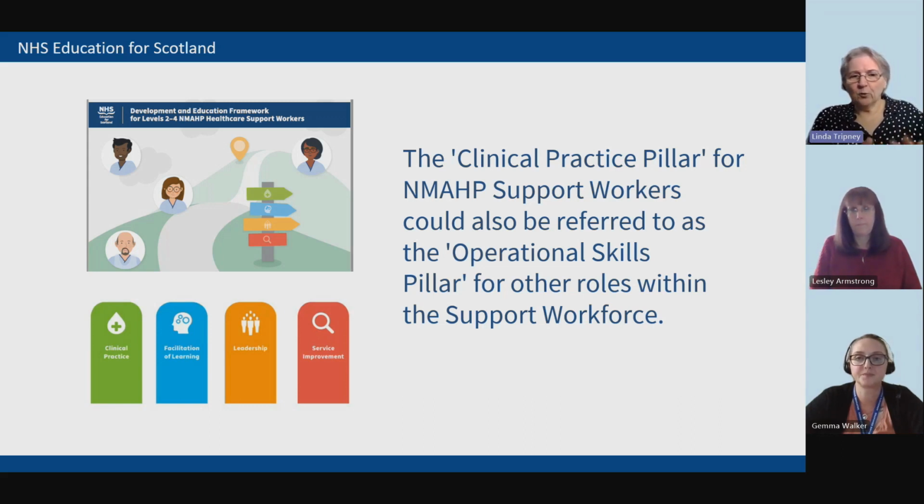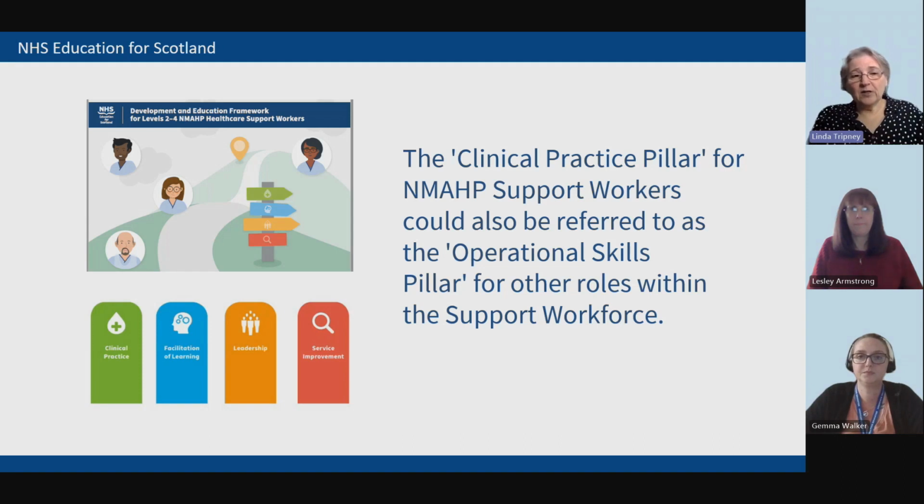I've asked a room full of support workers before, do you see yourself as a leader? No, absolutely not. Facilitator of learning? No. Service improver? No. But when you start to drill down and talk about what these actually mean within the role, suddenly they say, well, actually, I do that. I do support the education of my colleagues, new staff coming through. I support the service improvement. I contribute to audits. I make suggestions for change. So what we're saying is your role isn't all about that clinical practice or operational skills pillar. It's trying to think about your role across these other pillars.